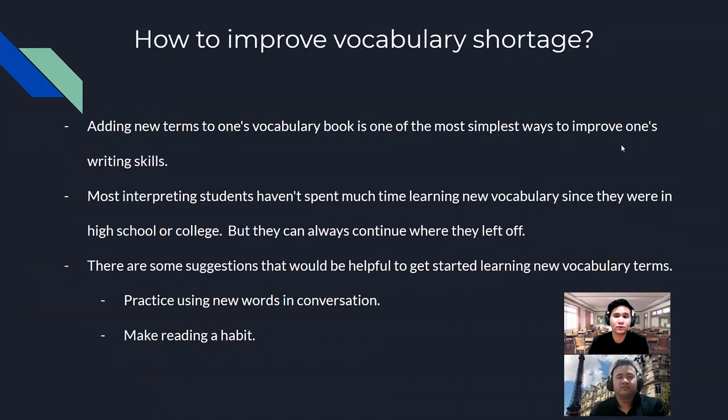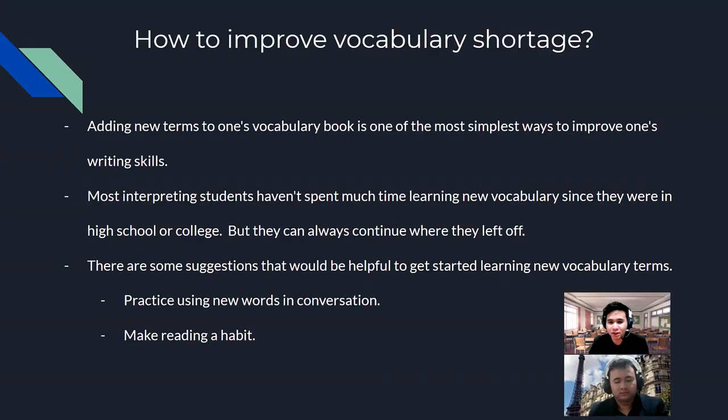Next, how to improve vocabulary shortage. First, adding a new term to one's vocabulary book is one of the simplest ways to improve one's writing skills. As the English language is one of the most extensive, you will never run out of vocabulary terms to study and use. A good vocabulary benefits all forms of the written word, from fiction to reporting to articles.